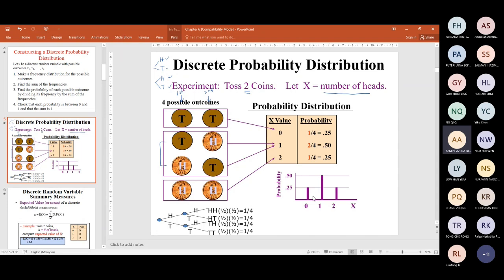So this is how we come up with the probability distribution. And below here, what do you call this one? Remember what you call this? The below part here. Can anyone recall what we call this when we draw like this?